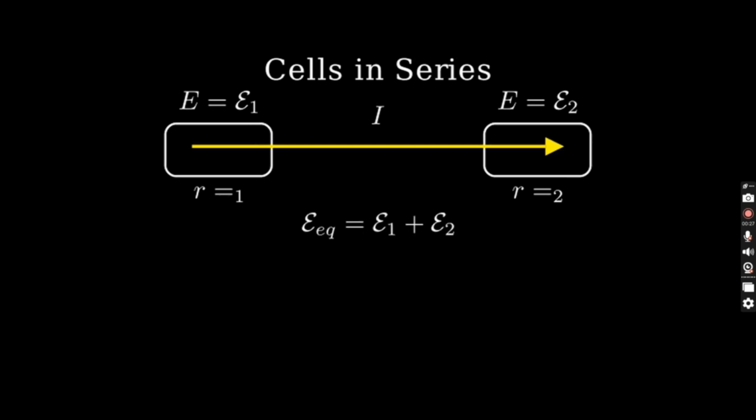This is because the voltages add up. Similarly, the equivalent internal resistance is the sum of the individual internal resistances, as the current passes through each resistance consecutively. Therefore, for series-connected cells, we simply add the EMFs to get the equivalent EMF, and we add the internal resistances to find the equivalent internal resistance.